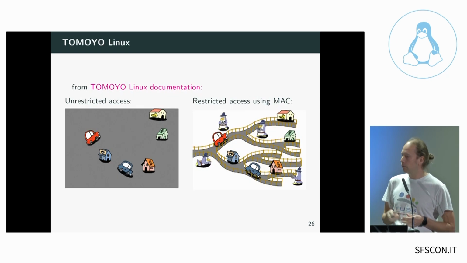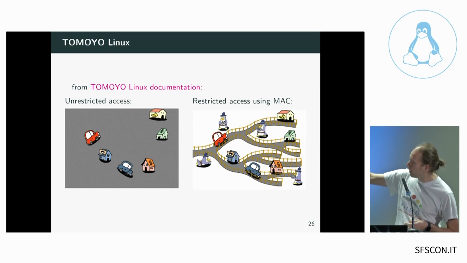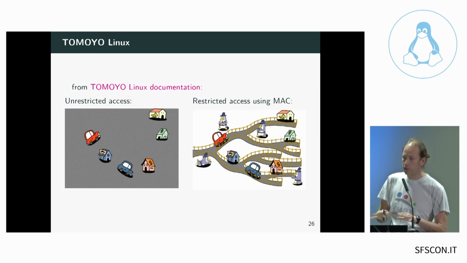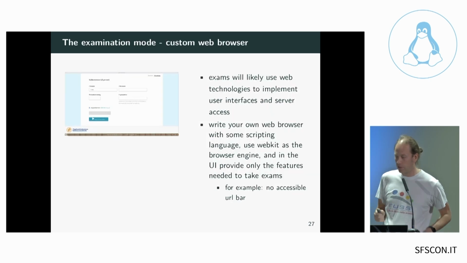And this is an image from Tomoyo Linux documentation that usually in a normal system, processes, applications can go freely as they like, but we can set up this configuration so that only these roads are permitted, and processes cannot freely start other processes, for example. And Linux kernel is the police that has fences and protects the system.